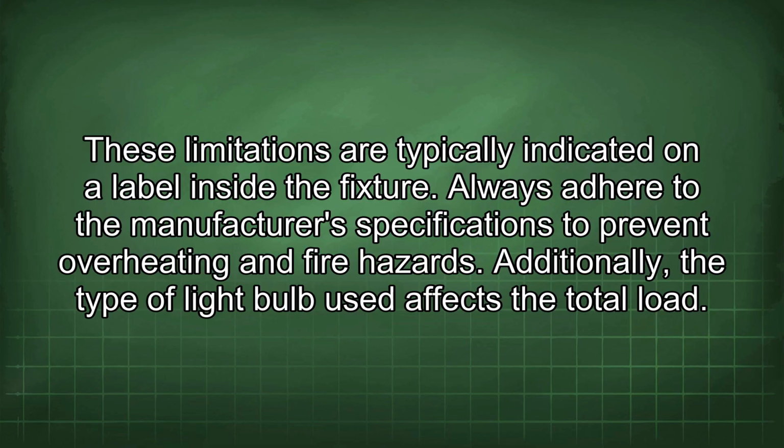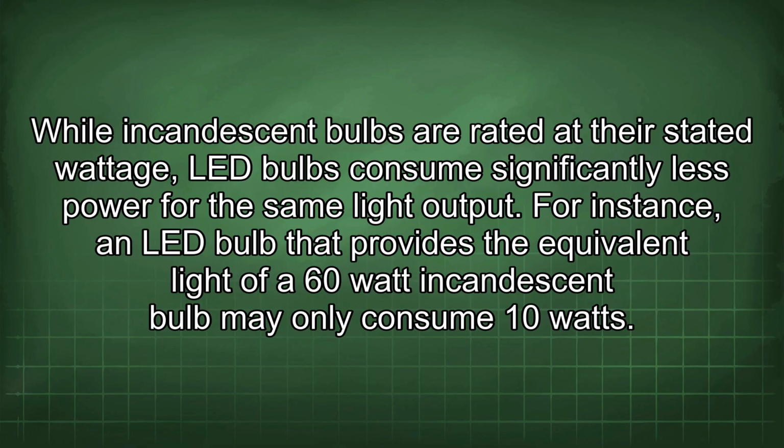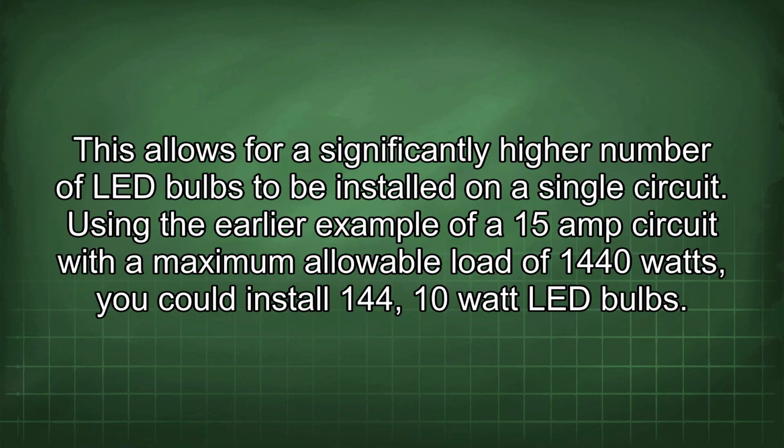Additionally, the type of light bulb used affects the total load. While incandescent bulbs are rated at their stated wattage, LED bulbs consume significantly less power for the same light output. For instance, an LED bulb that provides the equivalent light of a 60-watt incandescent bulb may only consume 10 watts. This allows for a significantly higher number of LED bulbs to be installed on a single circuit.